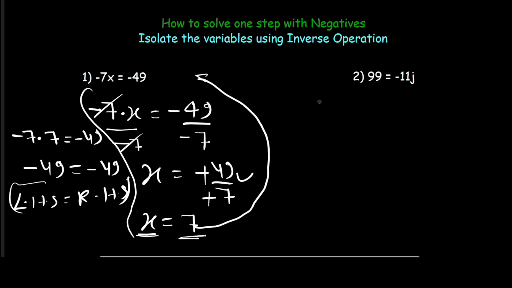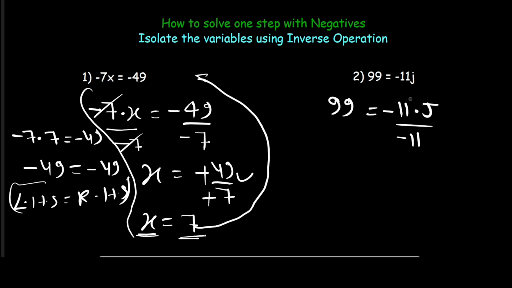Moving to the next question, I'm going to rewrite it here: 99 equals minus 11 times j. So we have to undo this 11. We want to isolate this j, which is a variable. So to undo this 11, we have to divide this side by minus 11, because the 11 is in multiplication with j.